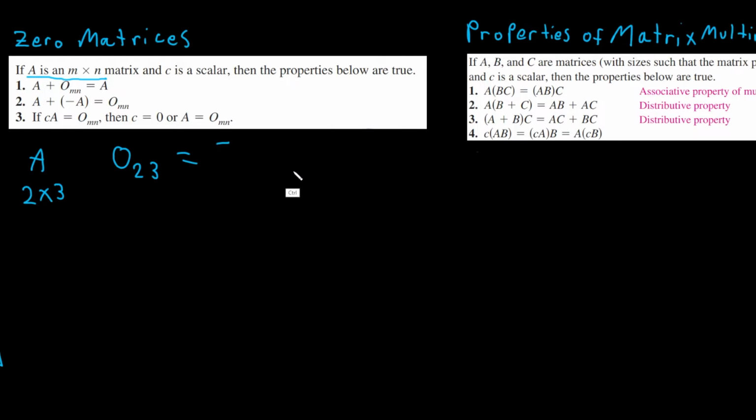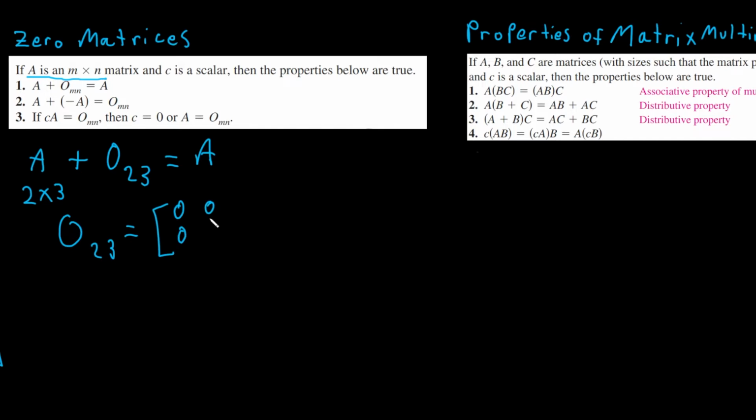Let me just rewrite this so it's less confusing. So A plus the 0, 2, 3 matrix must equal A again, and I'm just saying that A is a 2 by 3 matrix, and the 0, 2, 3 matrix would look something like this. It would just contain all entries of 0 and be the same size as A. The reason that it contains all entries of 0 is because that's the only way that we can add it to A and still get A back.